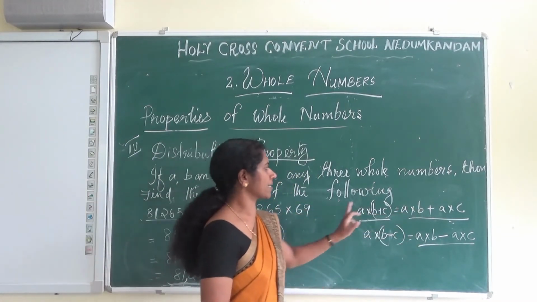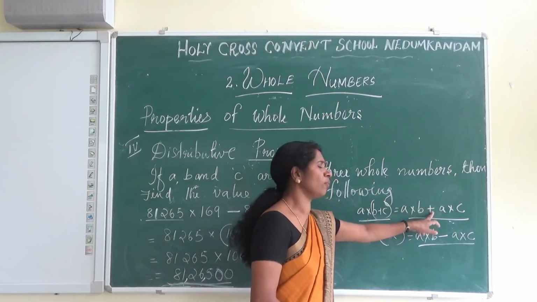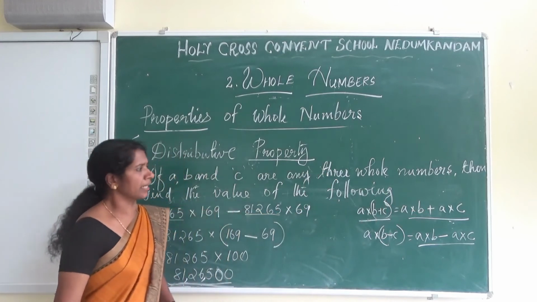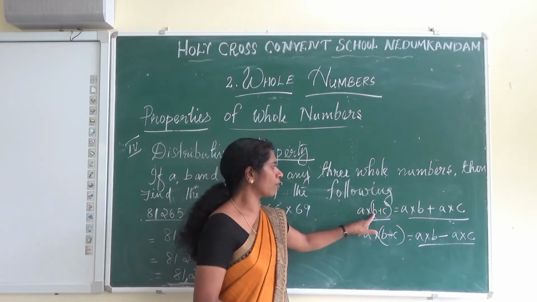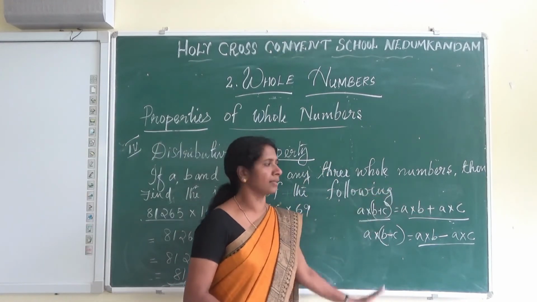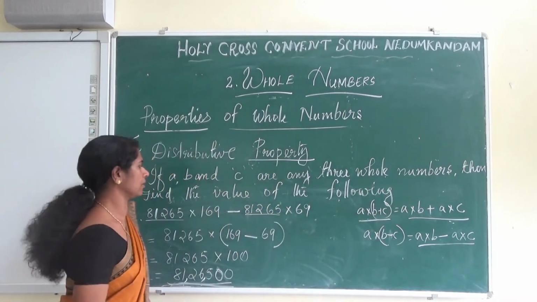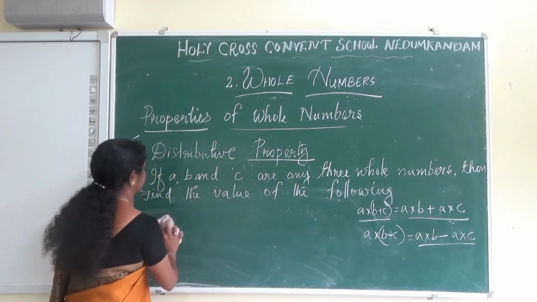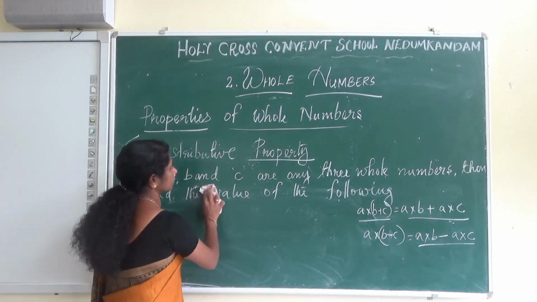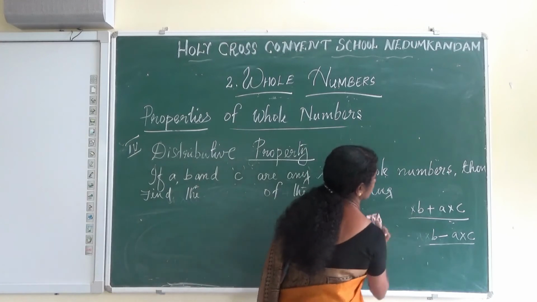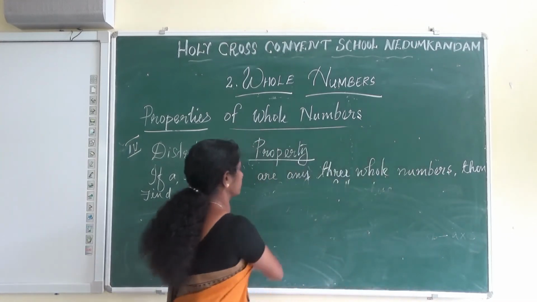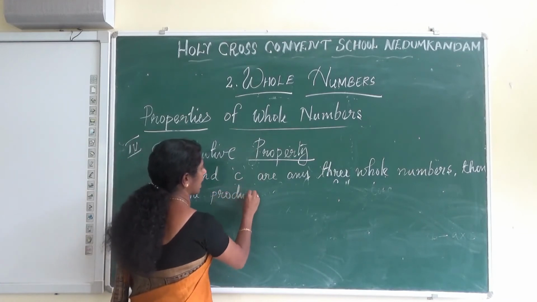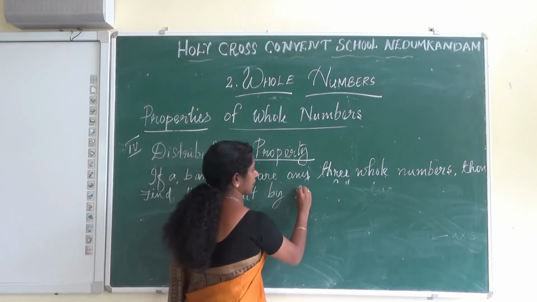In these two examples, the question is in the right side form, and we convert it into the left side form and calculate it. Then, if the question is in the left side form, how to do it in the right side form, that we have to look at. That is, find the product by suitable properties.